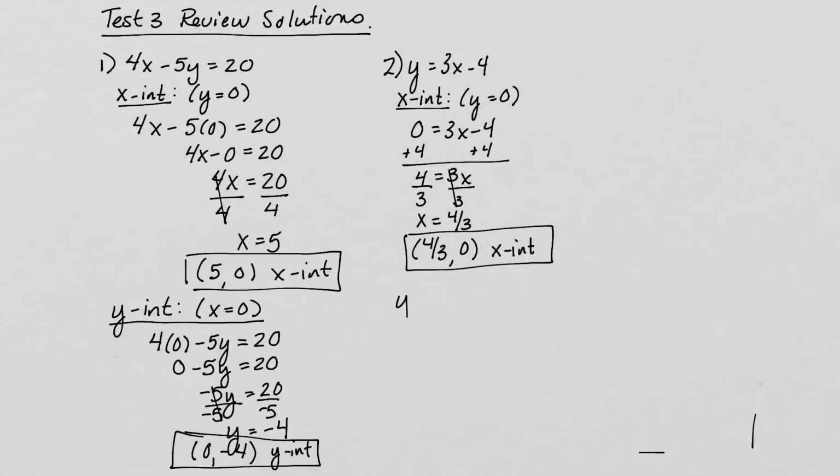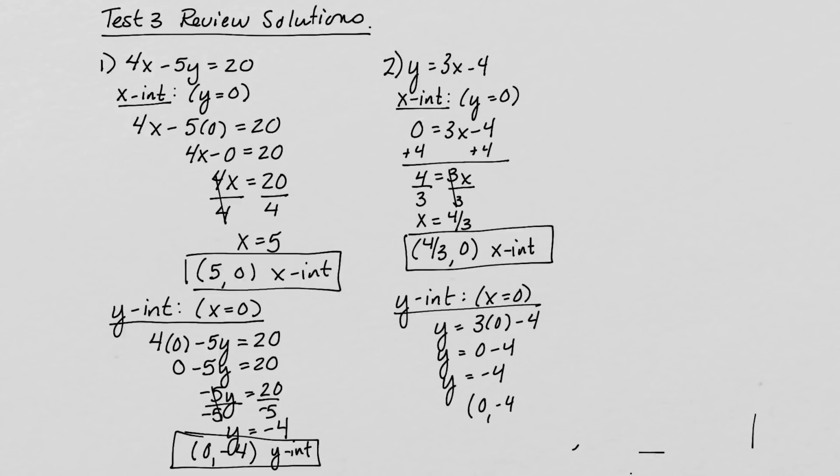And the y-intercept, again, that's when x equals 0. So y is going to be 3 times 0 minus 4. So y is going to be 0 minus 4, or y is going to be negative 4, which makes the y-intercept the point 0, negative 4.